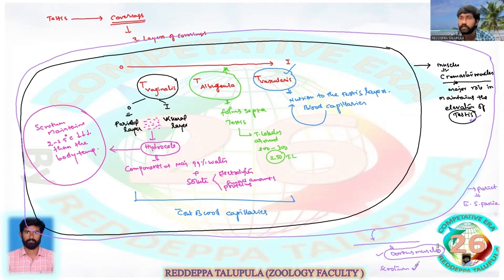Both the cremaster and dartos muscles combined cause the upward and downward movement based on the temperature present in the scrotum, along with the testes. If the temperature is high, one type of mechanism will happen. If the temperature is low, then another type of mechanism will happen. Those will be discussed in further slides. This is the coverings.